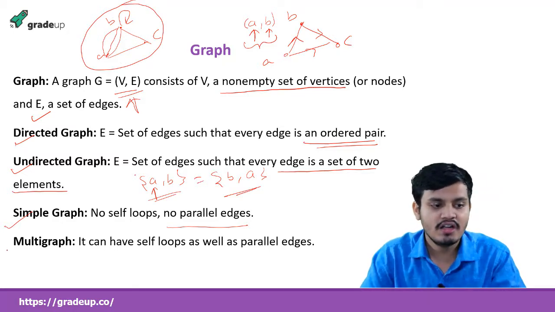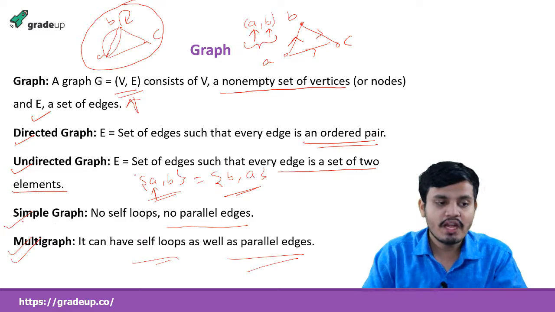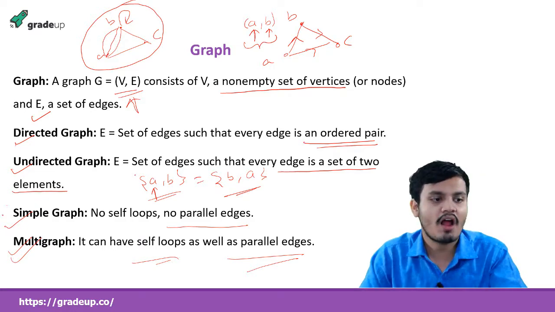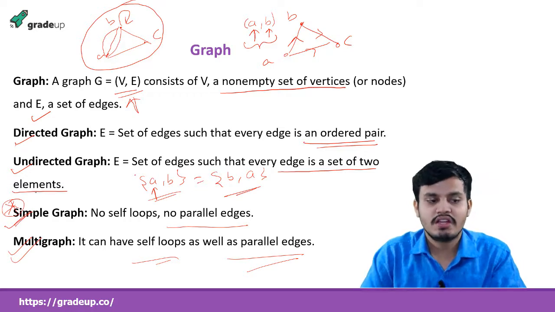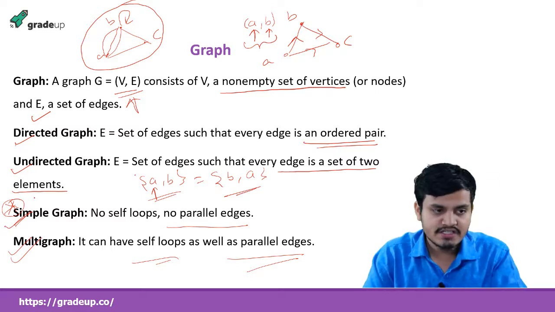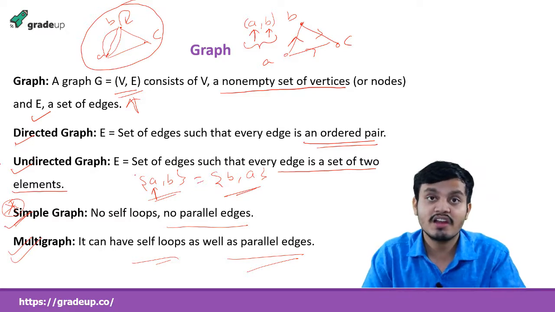Where are they present? In a multigraph. A multigraph can have self loops as well as parallel edges, and whatever we are going to study from here is for simple graphs. So remember that. Understand this terminology once, and then we can start the real problems.